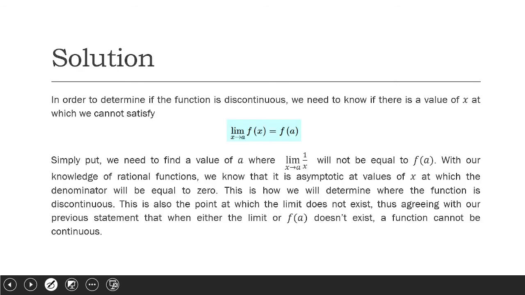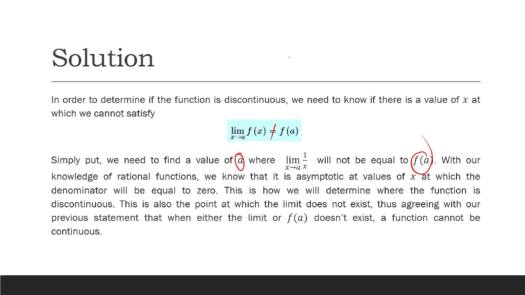Now, in order for the function to be discontinuous, yun nga, kailangan hindi natin masatisfy to. Kung hindi natin masasatisfy to, then ibig sabihin, this function is not continuous. So, simply put, kapag pinapahanap sa atin where a function is not continuous, then we need to find a value of a wherein the limit of 1 over x as x approaches a will not be equal to f of a. So, yun lang yung kailangan natin gawin.